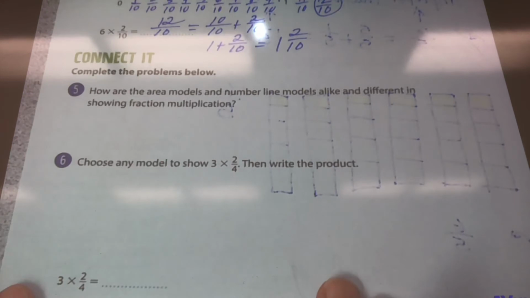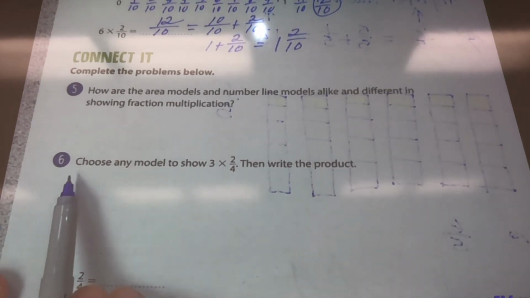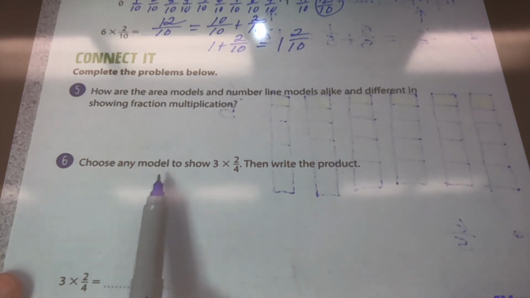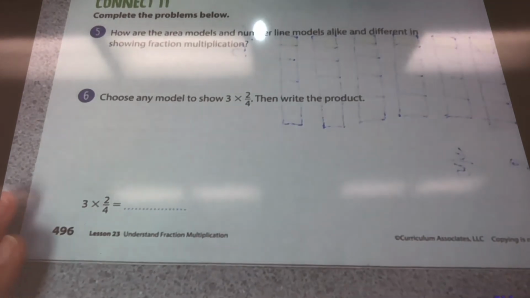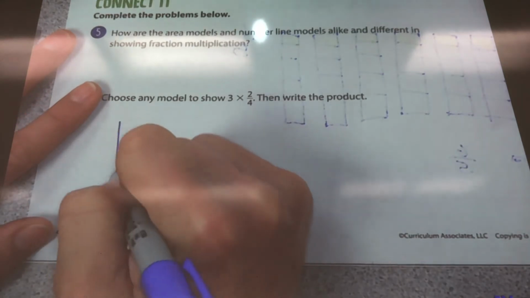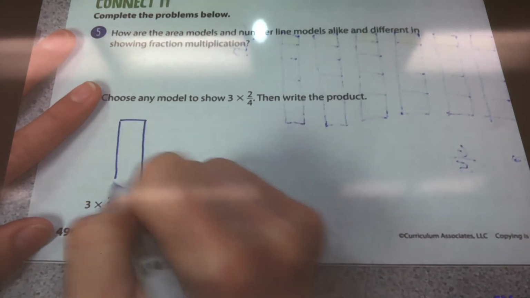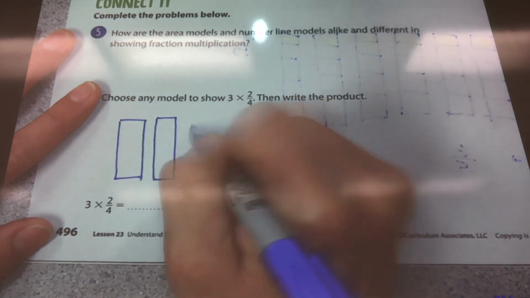Okay, and we're going to look down now at the bottom here, and we're going to look at number 6. It says choose any model to show 3 times 2/4, then write the product. I think for me personally, I like the area models. I think they're more fun to draw. But you can use a number line if that's how you want to do it.